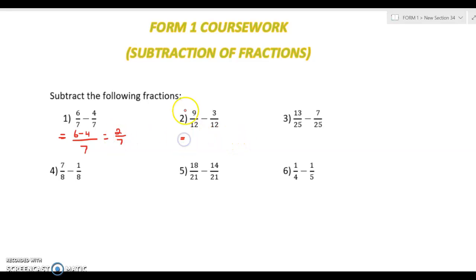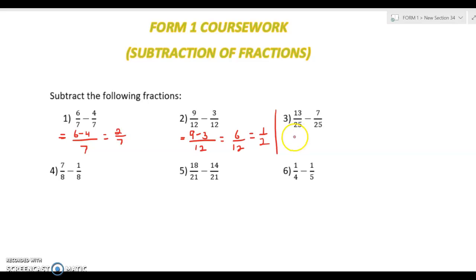Number 2, we have 9 over 12 take away 3 over 12. Again, we have the same denominator, so that's our common denominator, and then we're just going to subtract the numerators. 9 take away 3 is 6, so you're going to get 6 over 12. You can leave it like this, or you could reduce it to a half. Anything is fine.